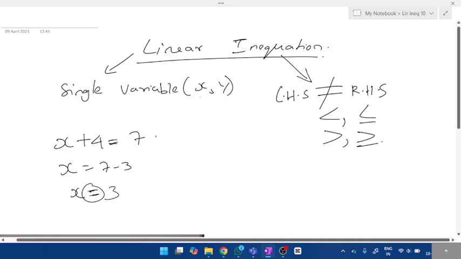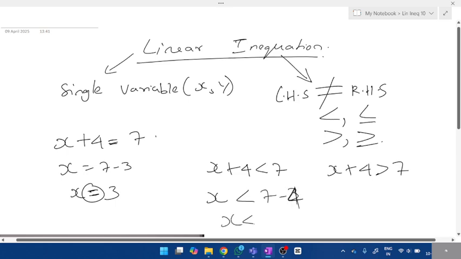Till 9. Now, linear inequation is x plus 4 lesser than 7. We'll get an equation like this, or x plus 4 greater than 7. But when you solve, it's the same. Look at x plus 4 lesser than 7: 4 goes to the other side, 7 minus 4. What's the answer? x is less than 3. And this side, how do you solve this one? x greater than 7 minus 4. x is greater than 3.